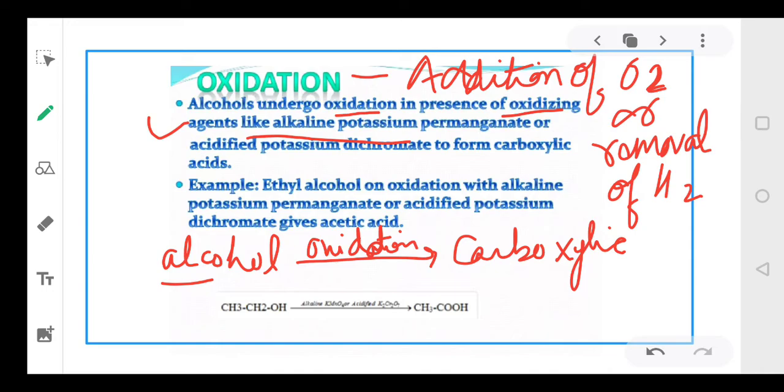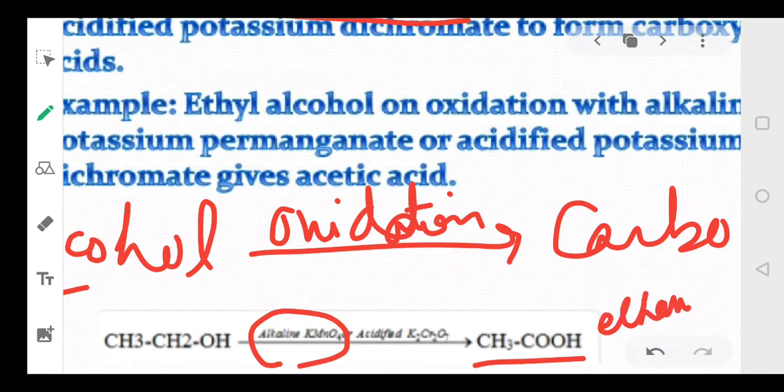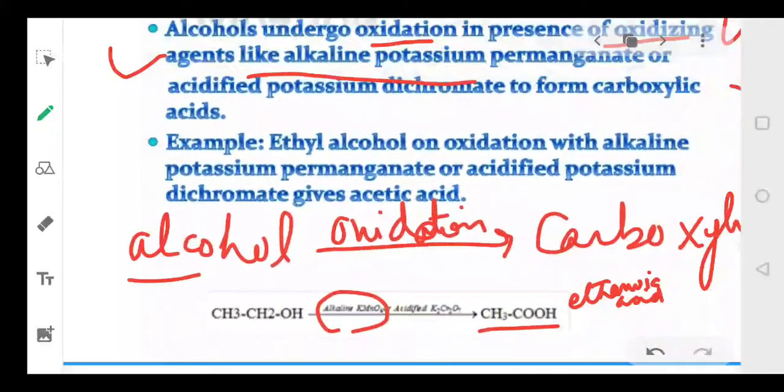Right? Let's do this example. So ethanol we have taken, CH3CH2OH, this is your alcohol, right? There are two carbons, so we can say ethanol. Ethanol in the presence of alkaline KMnO4 will form ethanoic acid. Okay, this is your ethanoic acid.